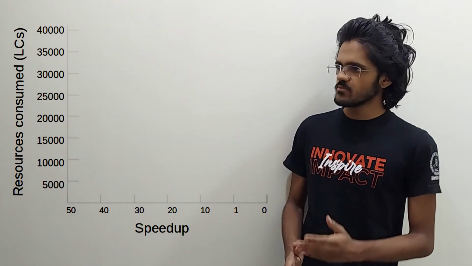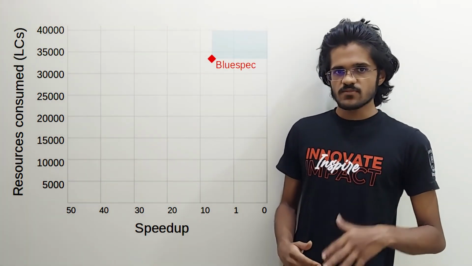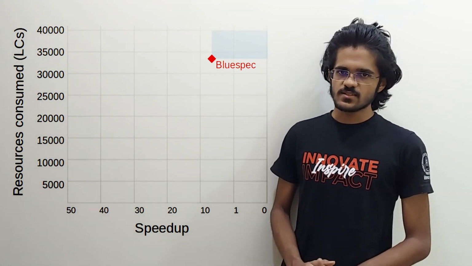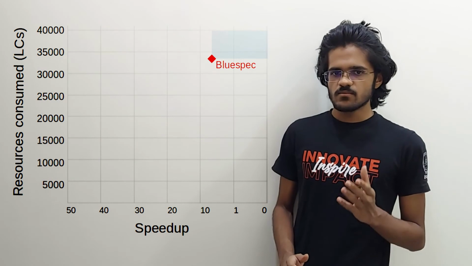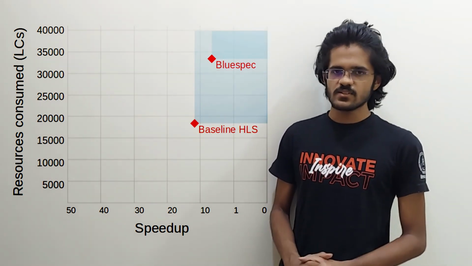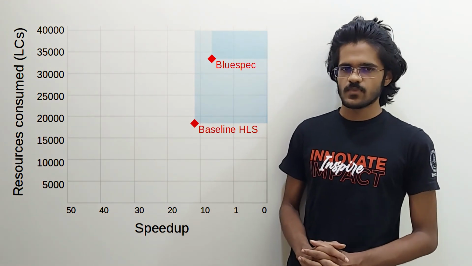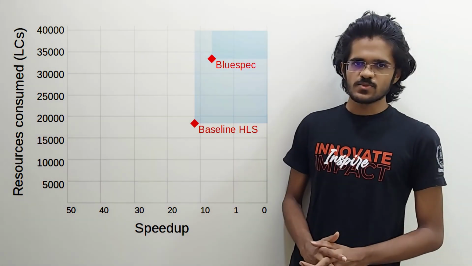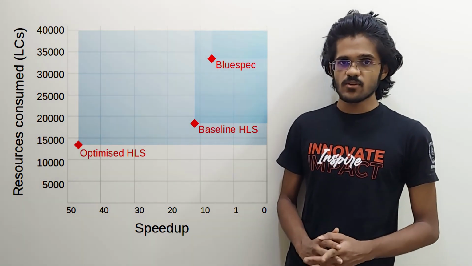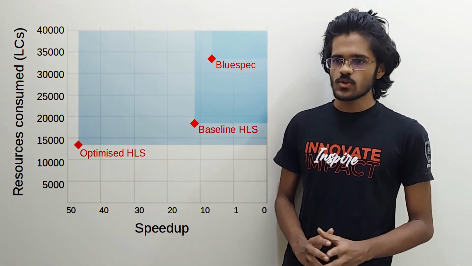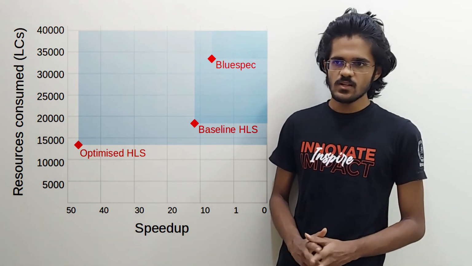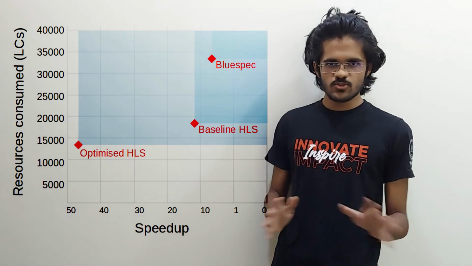So we start with the Bluespec implementation, which gave us a 5.8x speedup and consumed around 33,000 logic cells. Then we have the baseline HLS, which consumed around 17,000 logic cells and gave us a speedup of around 12 times. This easily dwarfs our Bluespec implementation. And finally, we have the optimized HLS, which provided a speedup of 46x and has only around 10,000 to 13,000 logic cells. As we can see, HLS blows Bluespec out of the water.